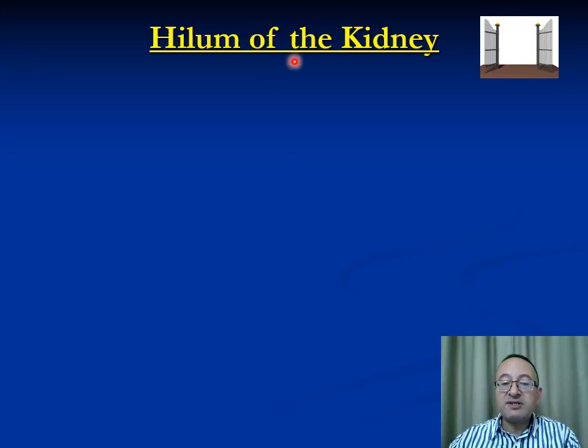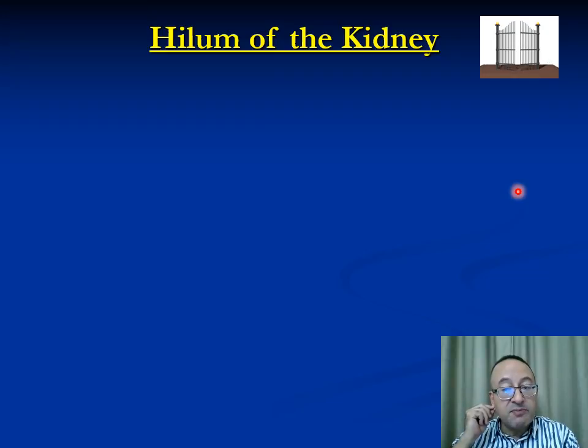What about the hilum of the kidney? We heard about this word before in the lung, in the spleen. Each of them has a hilum. What's meant by a hilum? It is nothing more than a gate through which structures pass through and exit that organ.